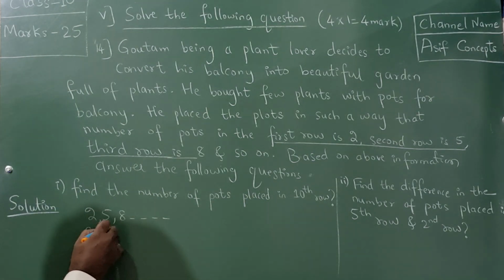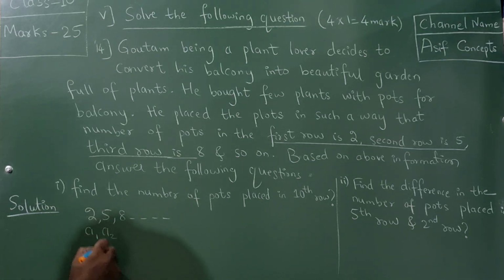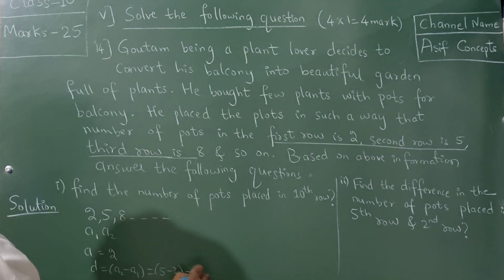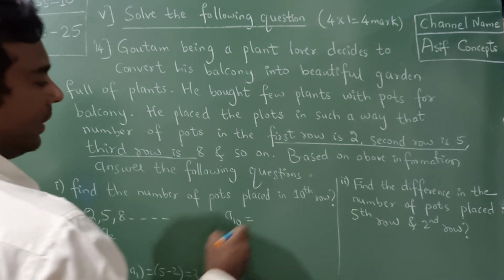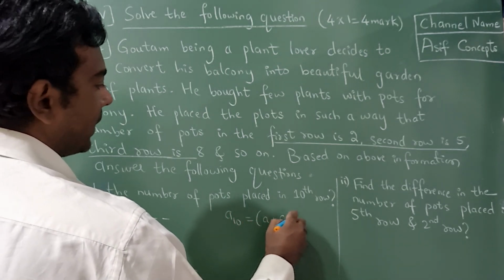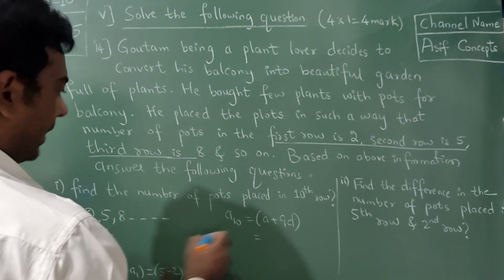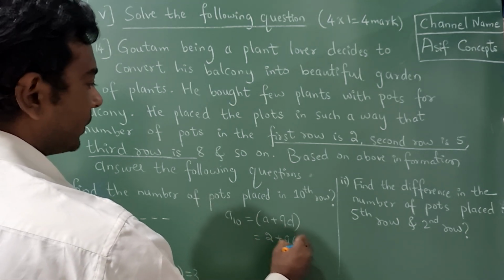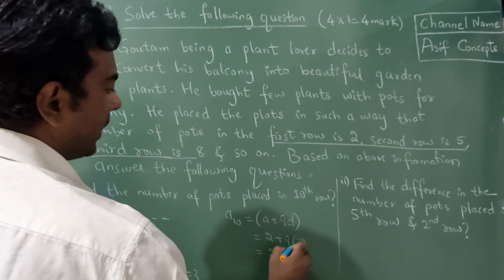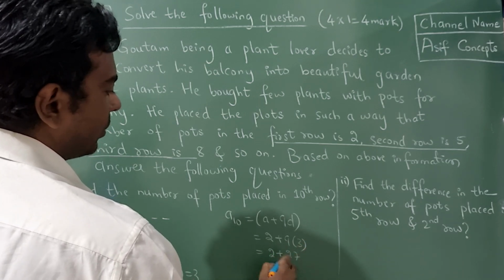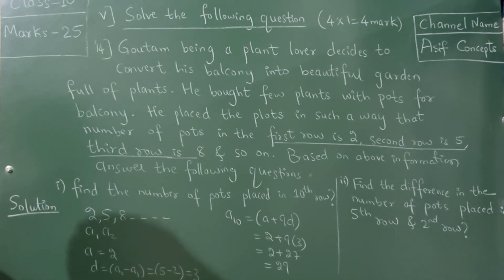So this is A1, A2. What is the first term? It is 2. D is A2 minus A1, that is 5 minus 2 is 3. 10th row means what is A10? A10 means A plus 9D. A value is 2. D value is 3. 2 plus 9 3s is 27. So the answer is 29.